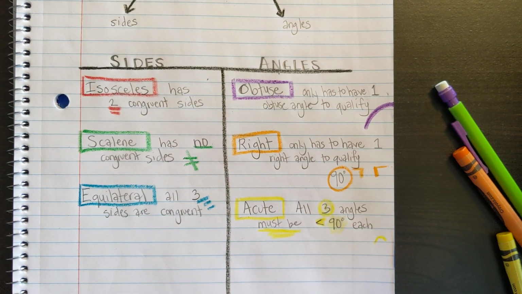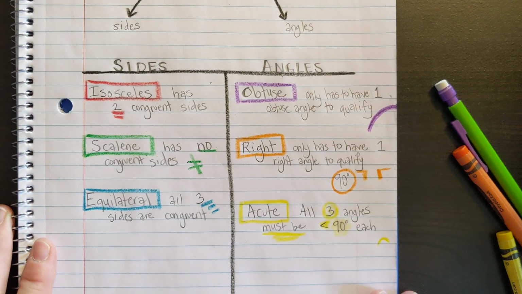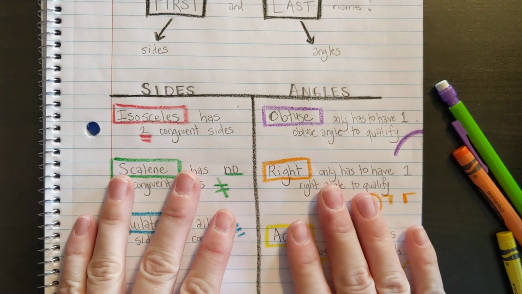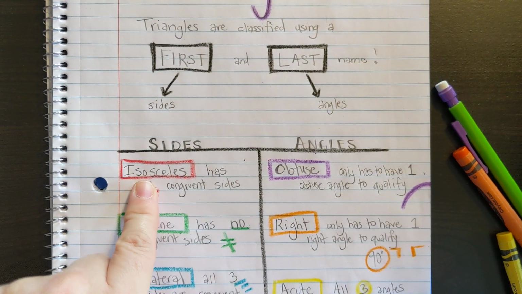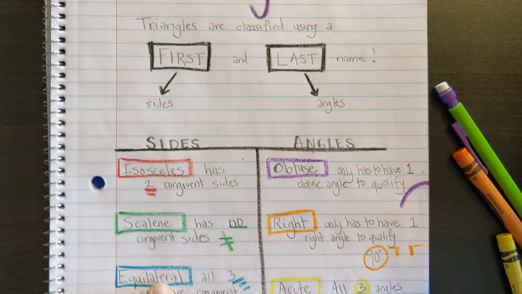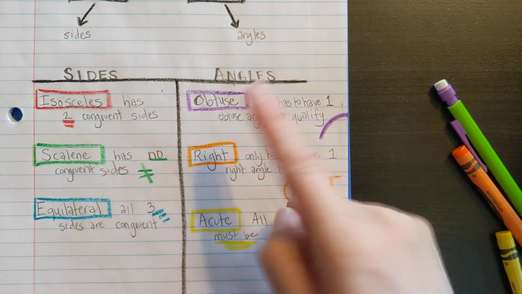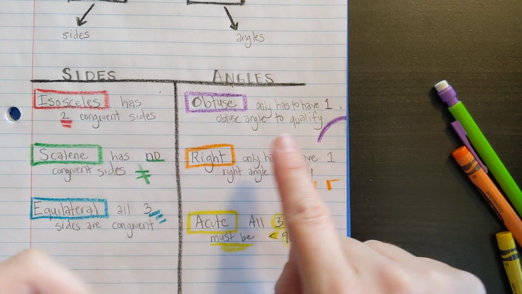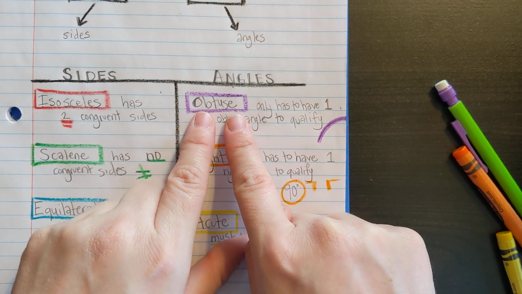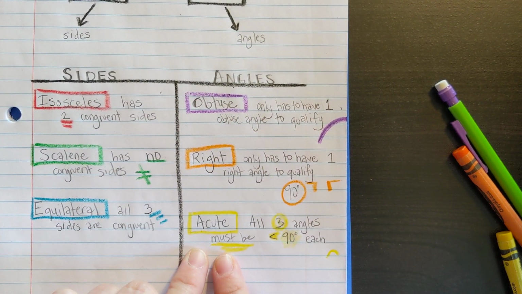Okay, so just to recap before we go to the next video, triangles have a first and last name. The first names they can go by are isosceles, scalene, or equilateral, and the last names they go by, or you can swap it, right? It could be an obtuse scalene, that would be fine. But you can have obtuse, right, or acute.